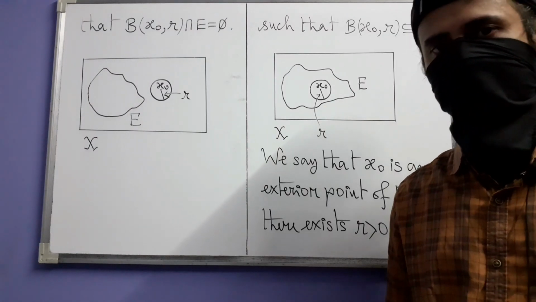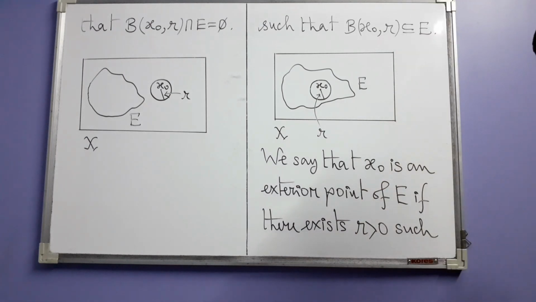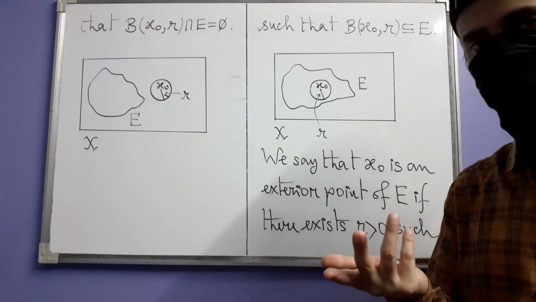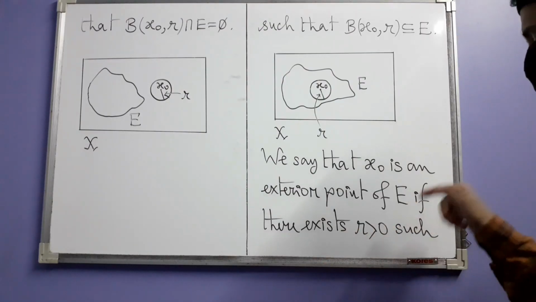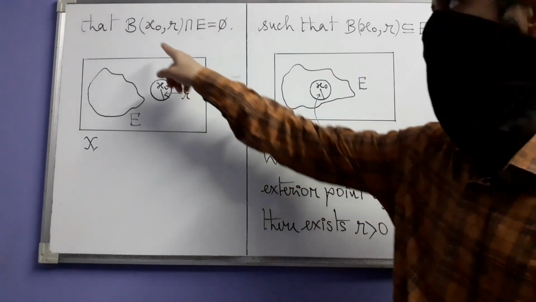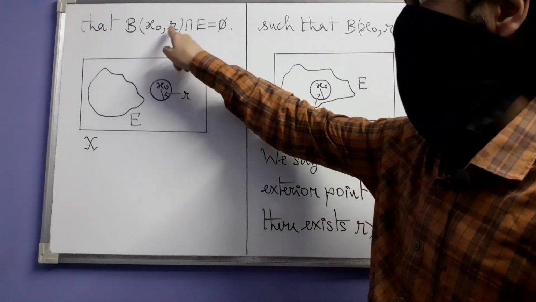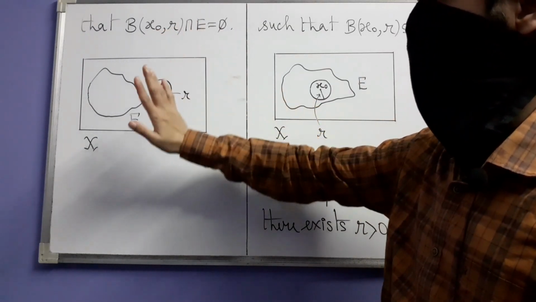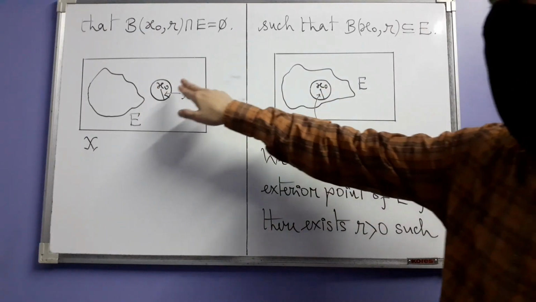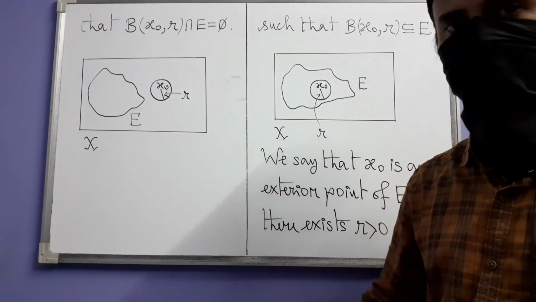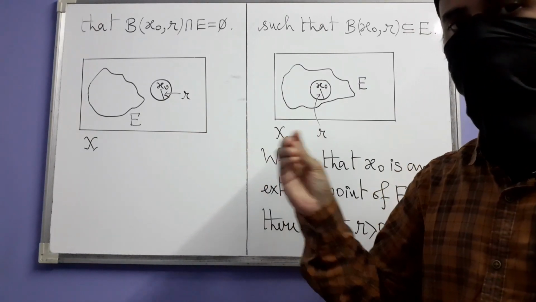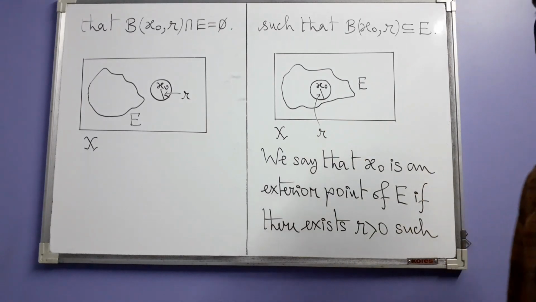Next, we have the definition of an exterior point. Our point x naught is said to be an exterior point of E if there exists a positive real number R such that this time the ball centered at x naught having radius R does not even intersect E. Forget about being inside E, it does not even intersect E. So you can see clearly that this is the situation if we draw the Venn diagram of it.